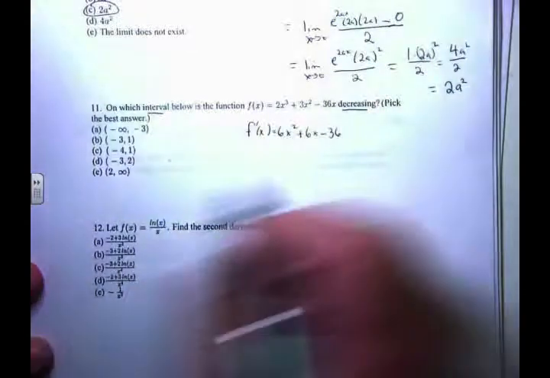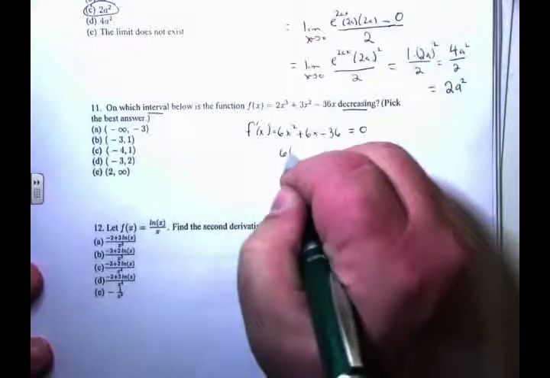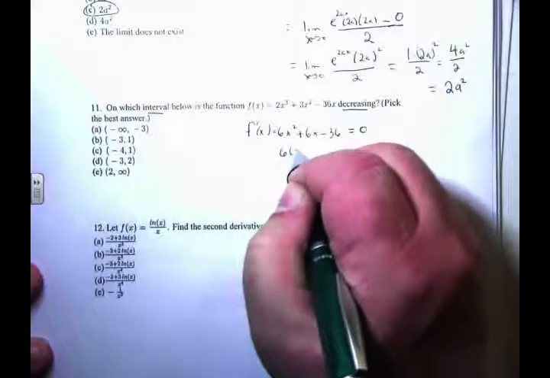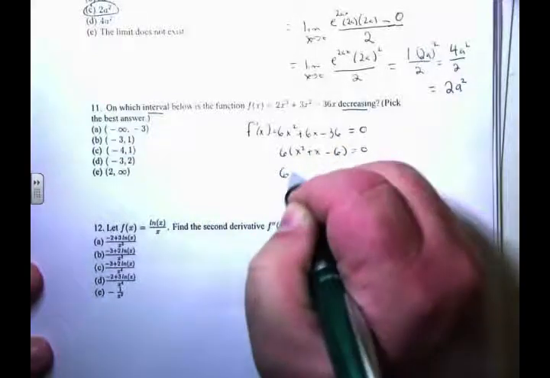So here we go. I've got this guy. I'm going to find my critical numbers by setting him equal to 0 and solving. I can factor out a 6. That'll leave me with what? x squared plus x minus 6 equals 0.